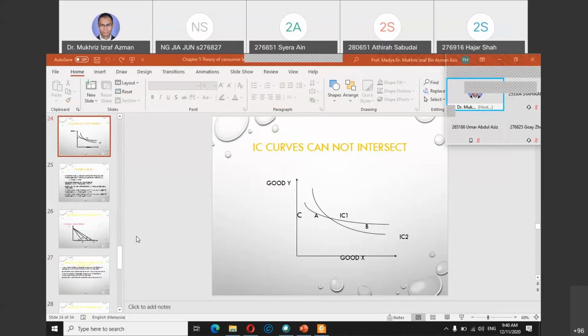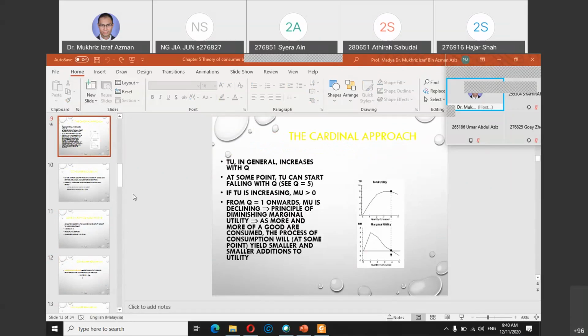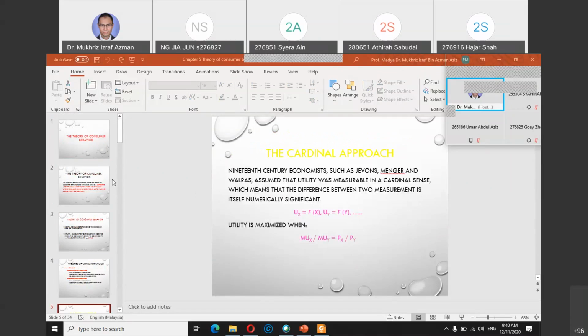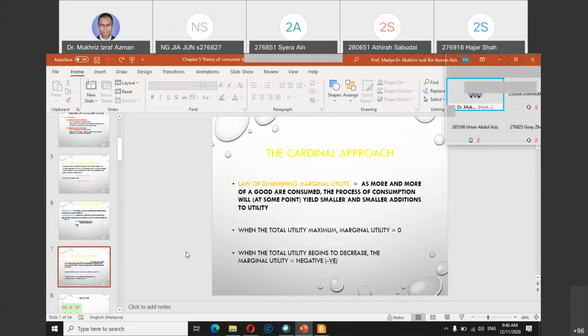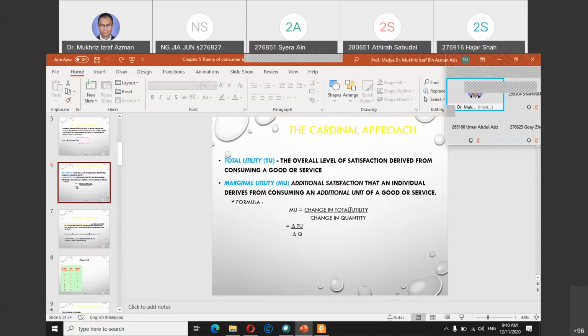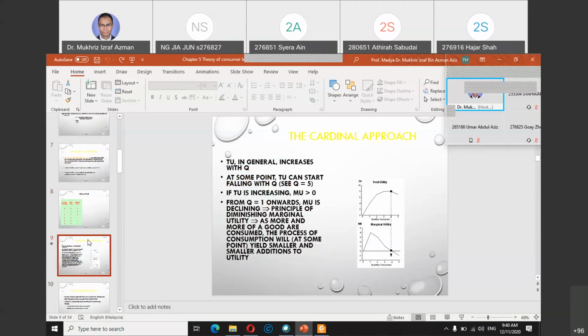Let me recap very quickly in 1 minute. What we have learned throughout the whole topic is the concept of total utility, and marginal utility, and how to calculate MU. MU is the change in total utility divided by the change in quantity. So 4 minus 0 divided by 1 minus 0 gives you 4, 7 minus 4 divided by 2 minus 1 gives you 3, and so on. So that is MU, and then the relationship between TU and MU.